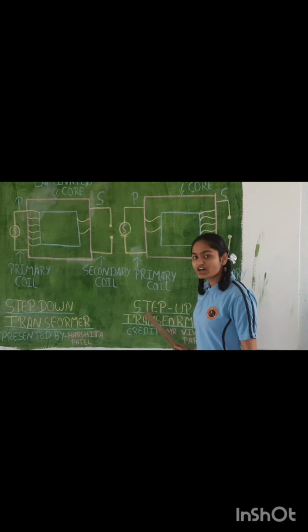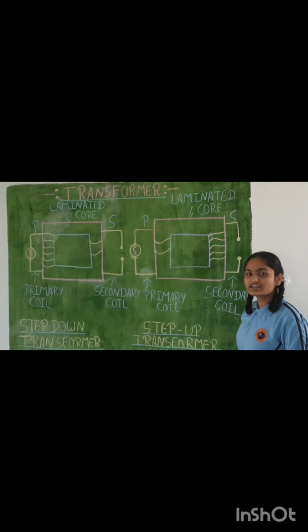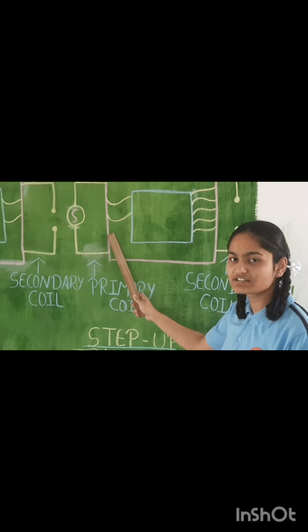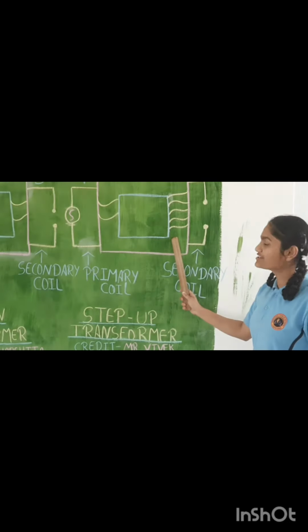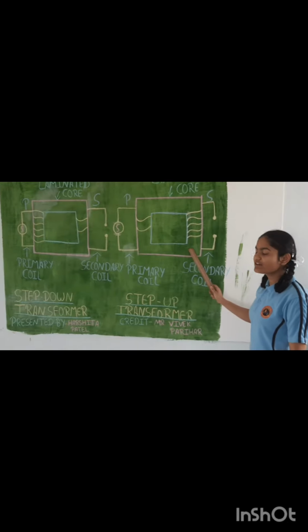Now, the step up transformer increases alternating voltage and decreases the value of current. In a step up transformer, the number of turns in the primary coil is less, but the wire is thick, and the number of turns in the secondary coil is more, but the wire is thin.